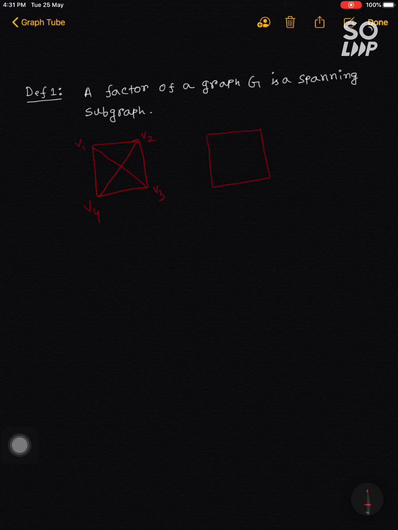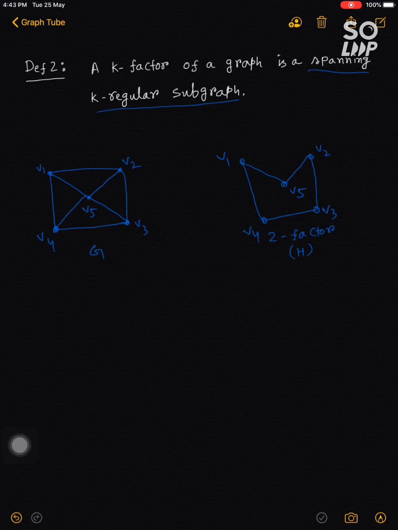Then this is a factor of the given graph. Second definition, a k-factor of a graph is a spanning k-regular subgraph. So what is a spanning k-regular subgraph? That means a spanning subgraph whose degree of each vertex is k. Now let's check this example.